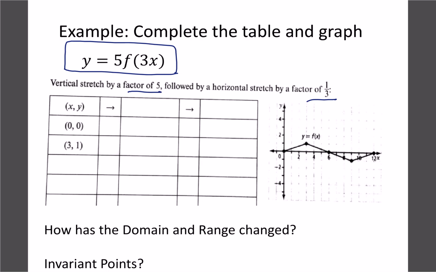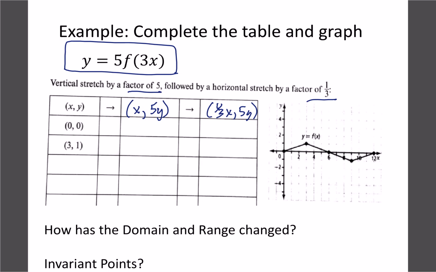When you're trying to figure these out, you can do them in steps. We could do the 5 vertically first. That means our x would stay the same, and our y would be 5 times bigger. And our horizontal then would be 1/3 as much. You could even do it in the other order. We could do the x of a third first, and then the 5 on the y second. It really makes no difference.